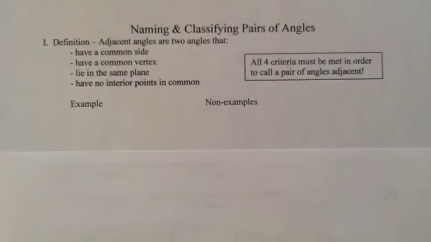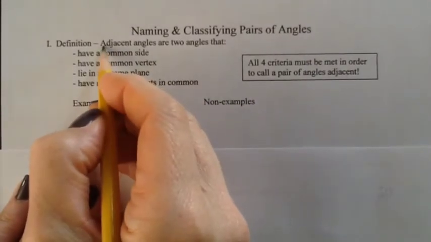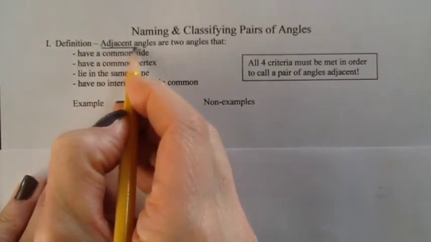All right, now we're going to talk about naming and classifying pairs of angles. And you'll notice this is not on your handout. You're going to have to get a piece of notebook paper and copy this down. And then we will go to the handout. All right, so first thing we want to do is talk about the definition of adjacent angles.